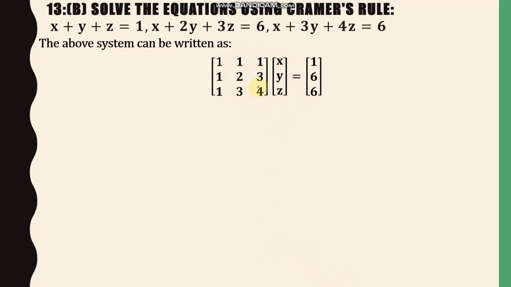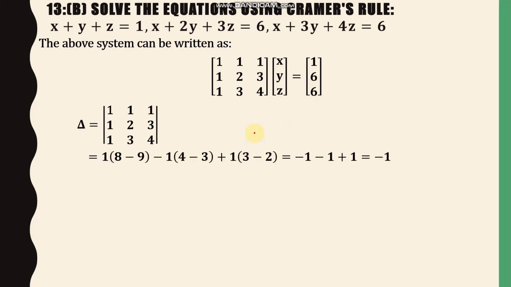These are the matrix of the coefficients, this is the matrix of the unknowns, and this is the right hand side. Okay, then find out the determinant. You can check the determinant will come out to be minus 1. Okay, so it has a unique solution.